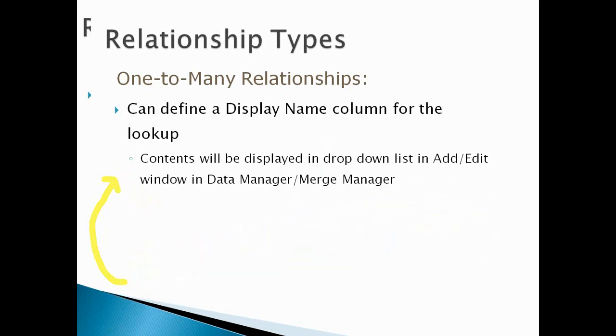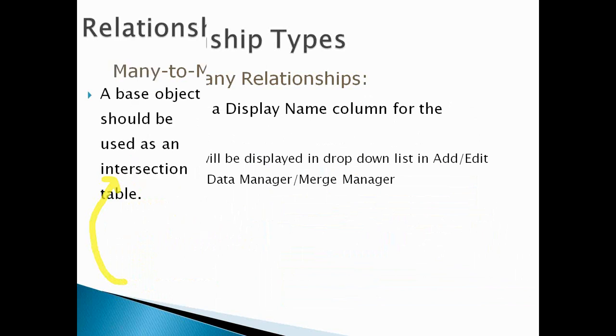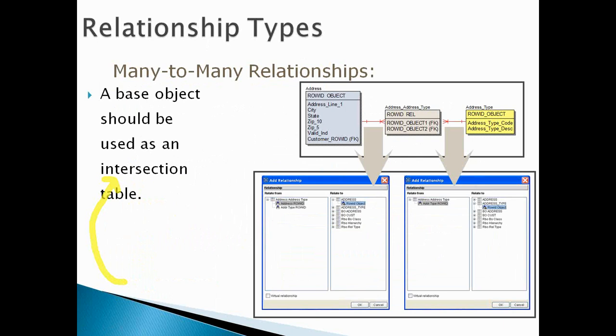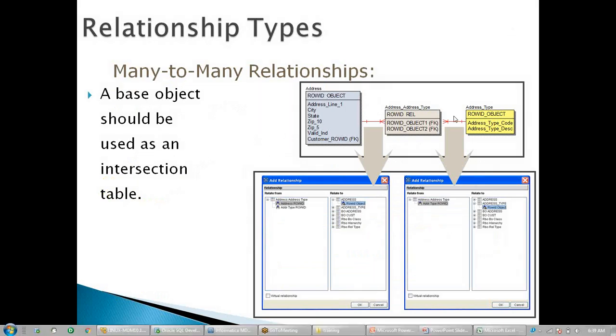So let us see that. According to our model, we have an address table and there is an address type table. Between the address and the address type table, there is a many-to-many relationship defined. If you know that there is a many-to-many relationship between two tables, we create a third table, which we say is a relationship table.